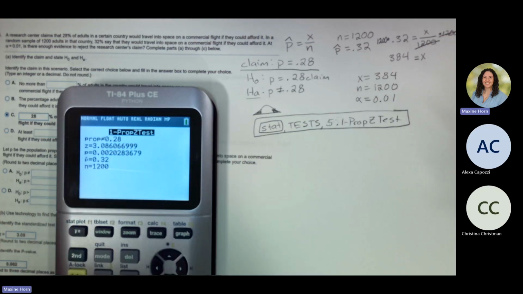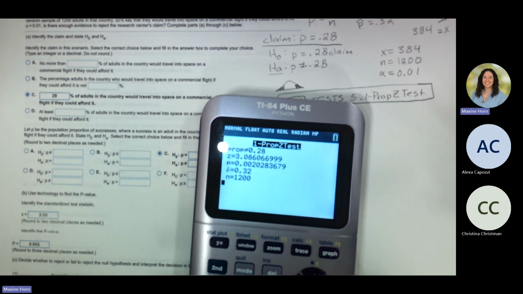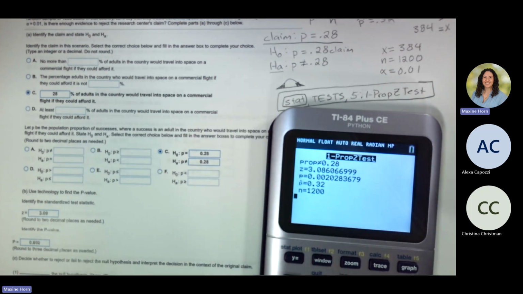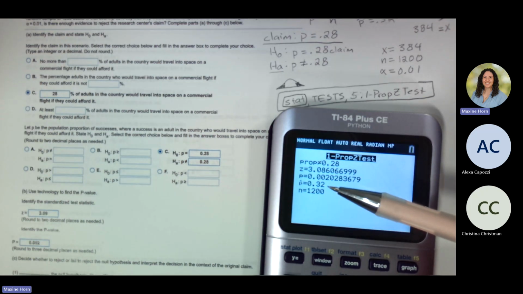Okay, so we have our standardized test statistic of 3.09 if we go to 2 decimals. And then we have our p-value of 0.002 if we go to 3 decimals. Also, you'll notice that it calculated p hat for us, right? It gave us that p hat was 0.32. In this particular problem, we already had that, and we had to work backwards to get the x and the n. But sometimes you're not given the p hat, you're just given the x and the n, and it's always going to just spit that out for you. So that's always nice to have.